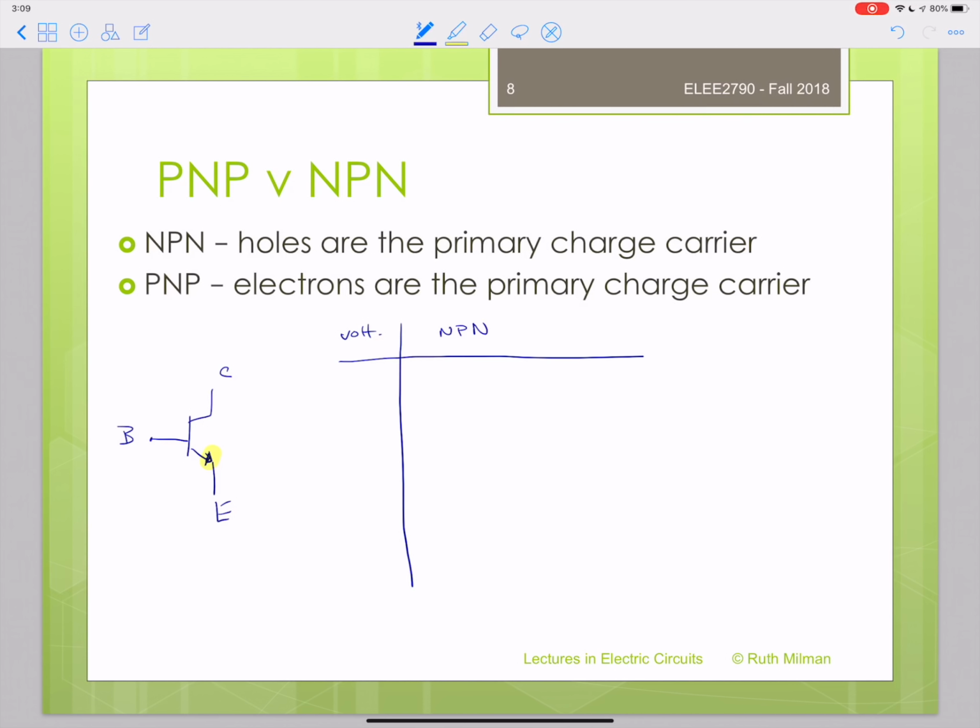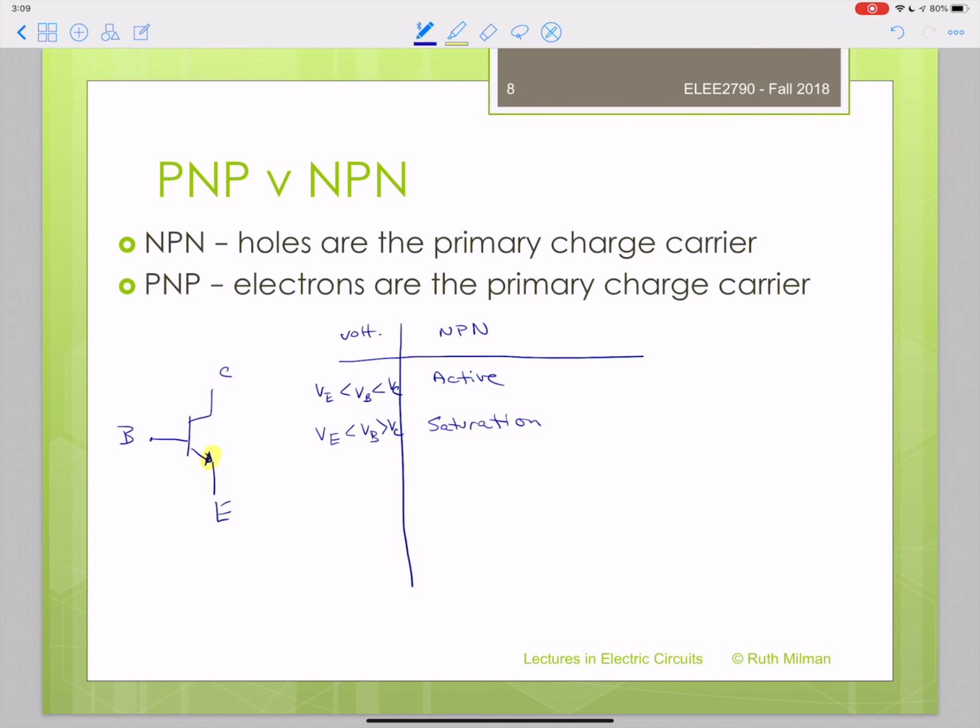There is basically a voltage at the emitter, a voltage at the base, and a voltage at the collector. If the voltage at the emitter is less than the voltage at the base, and that's less than the voltage at the collector, then this works in a mode called active mode. If, on the other hand, the voltage at the emitter is less than the voltage at the base, but the voltage at the collector is greater than that, then this works in a mode called saturation.